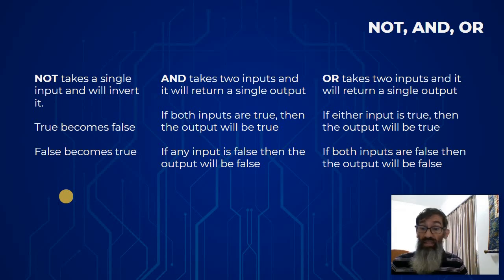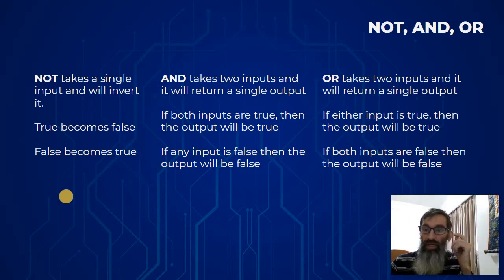AND takes 2 inputs and it returns a single output. If both inputs are true, then the output will be true. Otherwise, your output's going to be false.